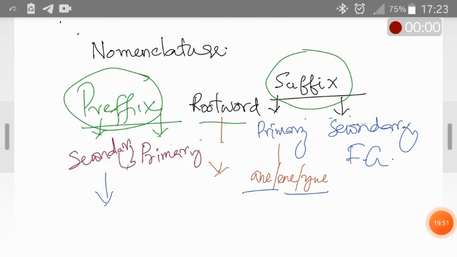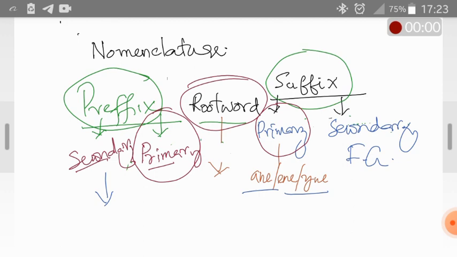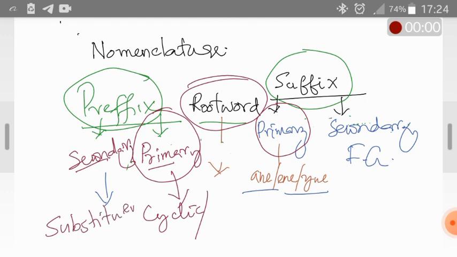Please understand that both the primary and secondary prefixes come with respect to the root word: the primary comes adjacent to the root word, and the secondary comes away from the root word. The primary prefix will tell you whether the compound is cyclic. If it is not cyclic, keep quiet, you don't have to say anything. If it is cyclic, you have to mention it. And the secondary prefix is about the substituents.